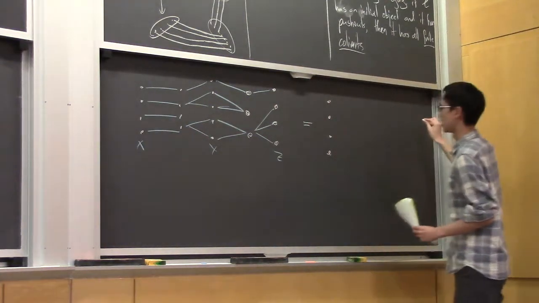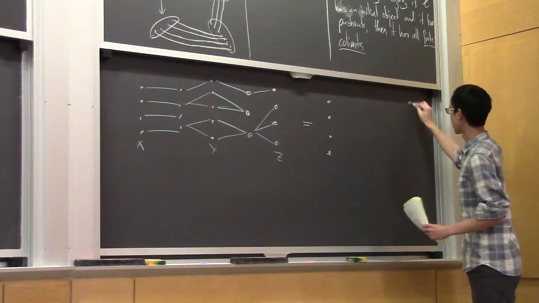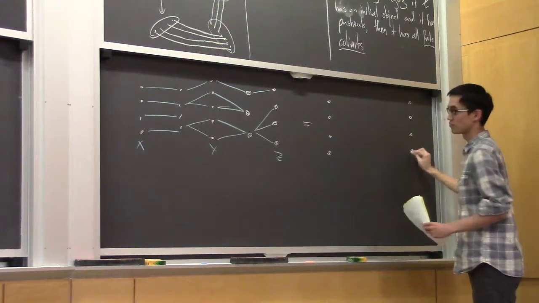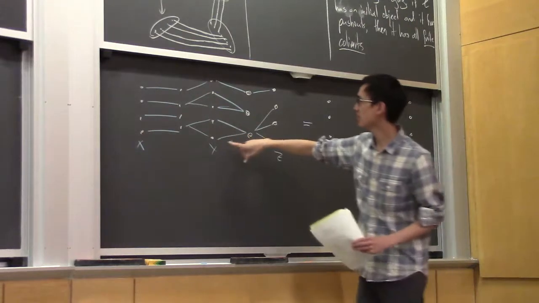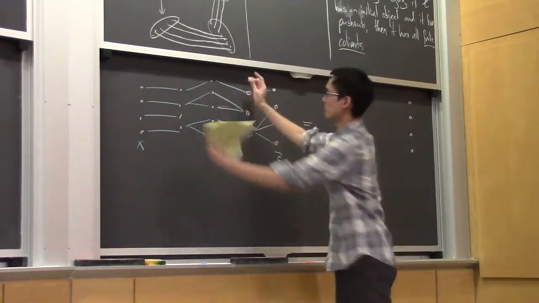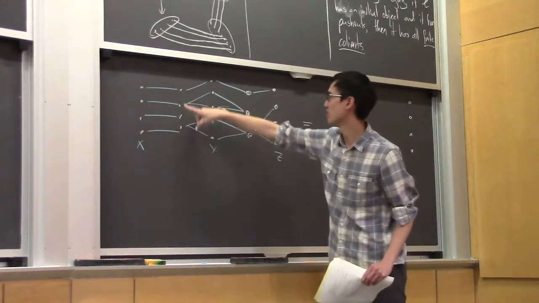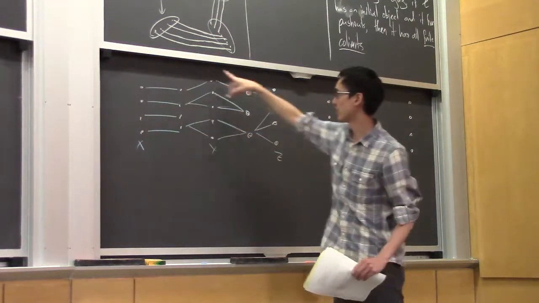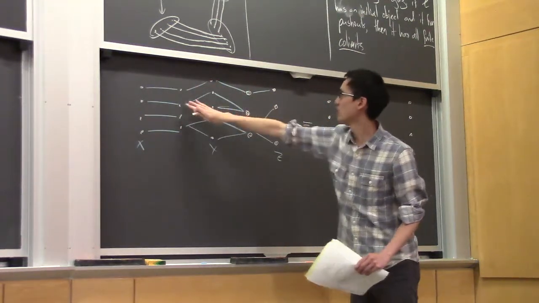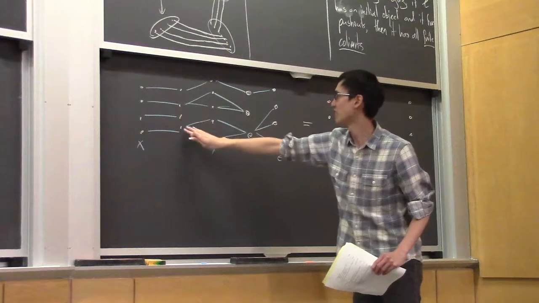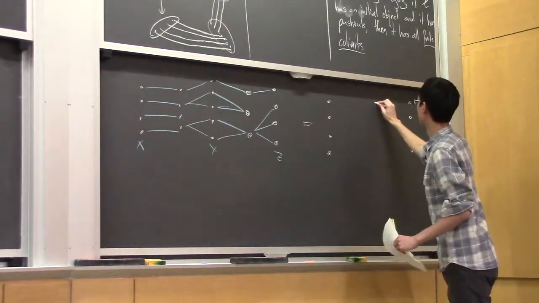It's a cospan from X to Z. And then the apex is the pushout of this interior part here. So it's the number of connected components of this section. So there's one here, one here, one here, and then another one here. So there's four.